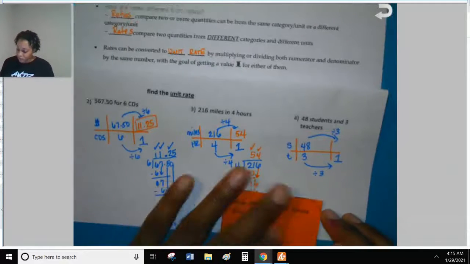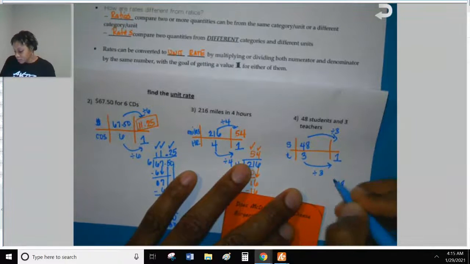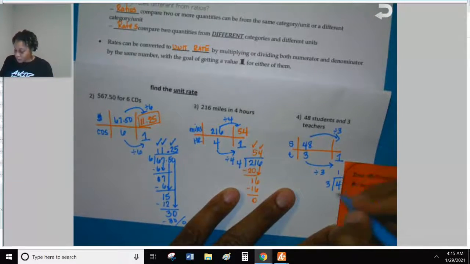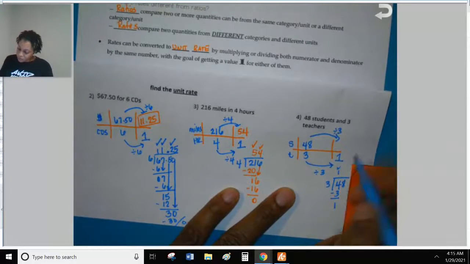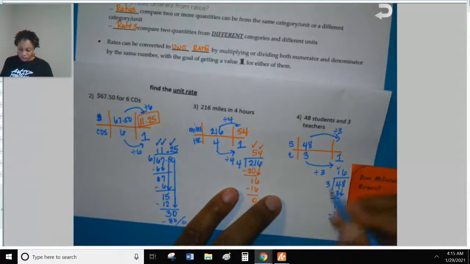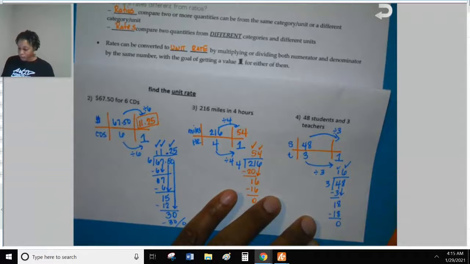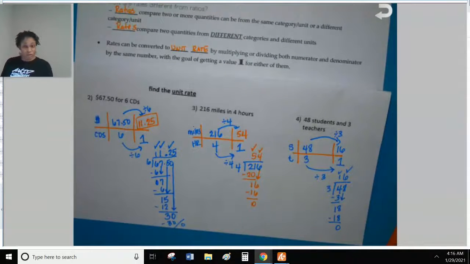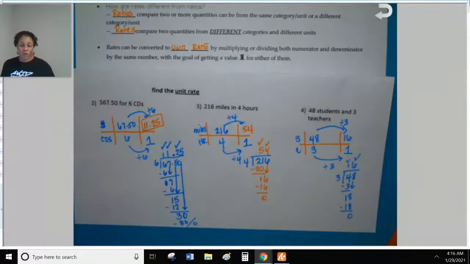So 48 divided by 3, top in, bottom out. 3 goes into 4 one time. 1 times 3 is 3. I subtract, I get 1. 1 is less than 3. Check off my 3. Bring down my 8. 3 goes into 18 6 times. 6 times 3 is 18. I subtract, I get 0. 0 is less than 3. Check off my 16. So the rate is 16 students per teacher. That is our unit rate, okay?